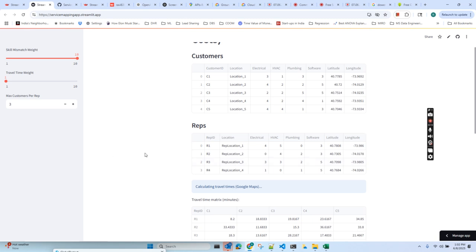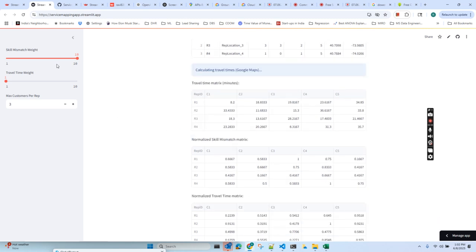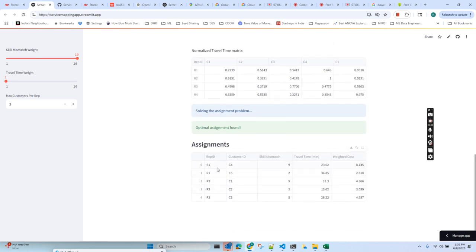Before that, let me also talk about this specific slider. So you can dictate which one you want to be given more importance. As I talked about, there are two aspects on which the allocation is being done. First is the skill mismatch, and the second is travel time, right? Now, if I give the maximum weight to the skill mismatch, this is the allocation which I get. So right now it's saying that R1 should be servicing customer C4, R1 should also be servicing customer C5. I've given the minimum weight to the travel time.